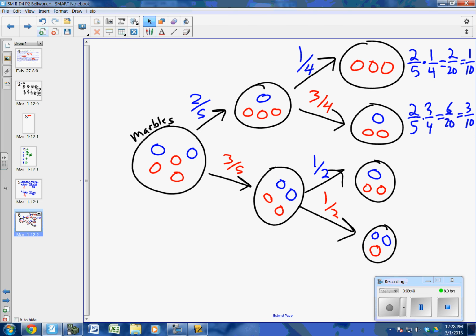Stephanie, what's the chance of pulling a red marble out first and a blue marble out second? Okay, and how did you get that? 3/5 times 1/2, and you get 3/10, sorry. Okay. Cole, what's the chance of choosing two reds? Red on the first and red on the second. 3/10. How did you get that?